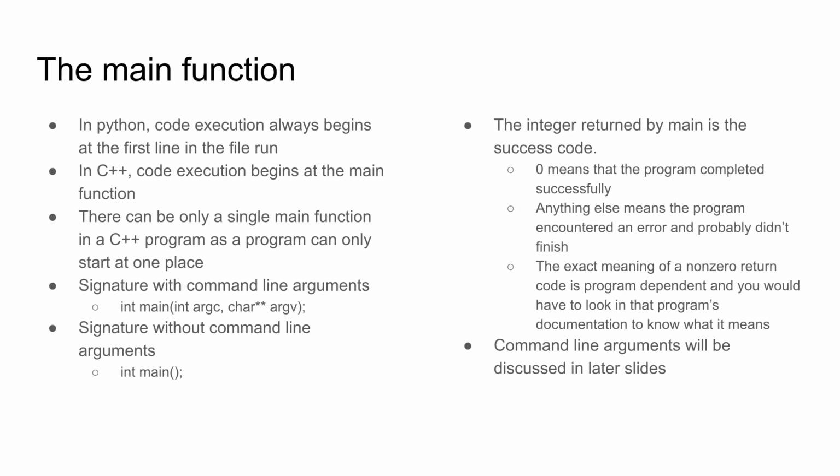There can only be a single function named main in a C++ program because your program can only start at one point. If there are 2 main functions, how is the compiler supposed to know which one you actually want to start at? It has no idea.